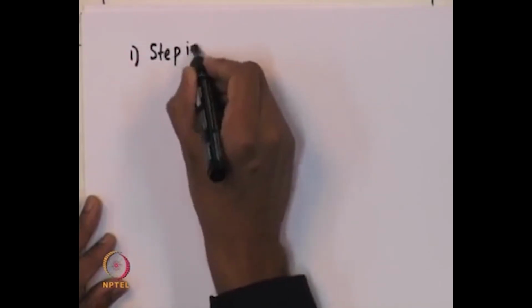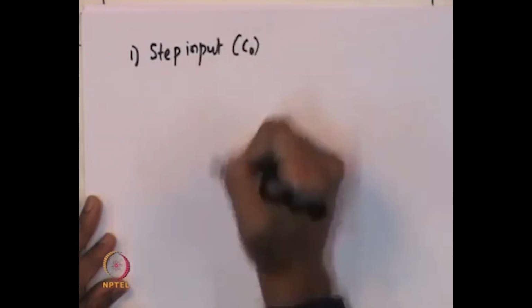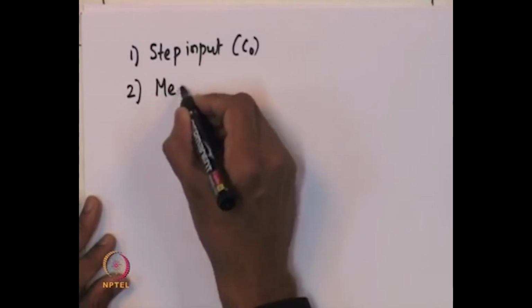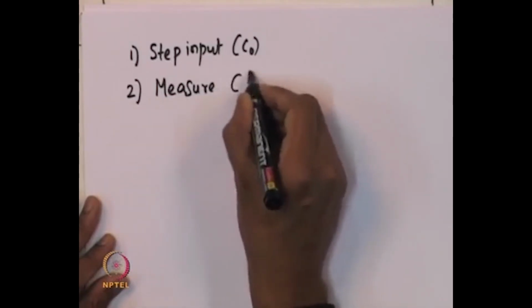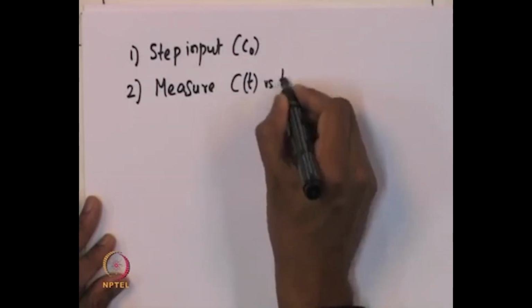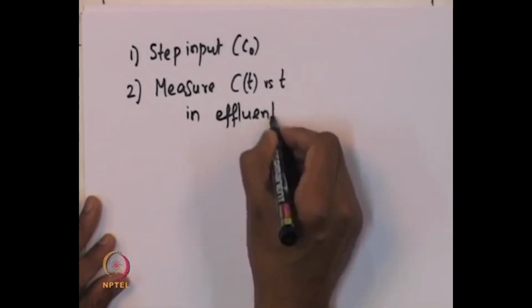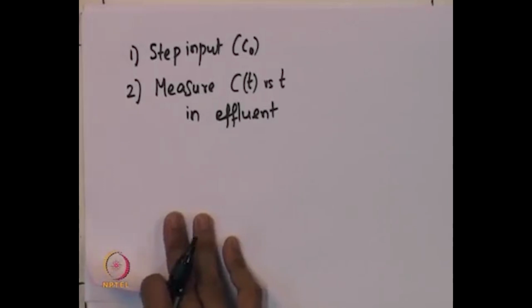Once this is done, while doing this we can measure the concentration of the tracer in the effluent stream soon after the step input is given. So the first step is to give a step input at some concentration C naught, and the second step is to measure the concentration of the tracer as a function of time in the effluent. That is the second step in the step input experimental method.